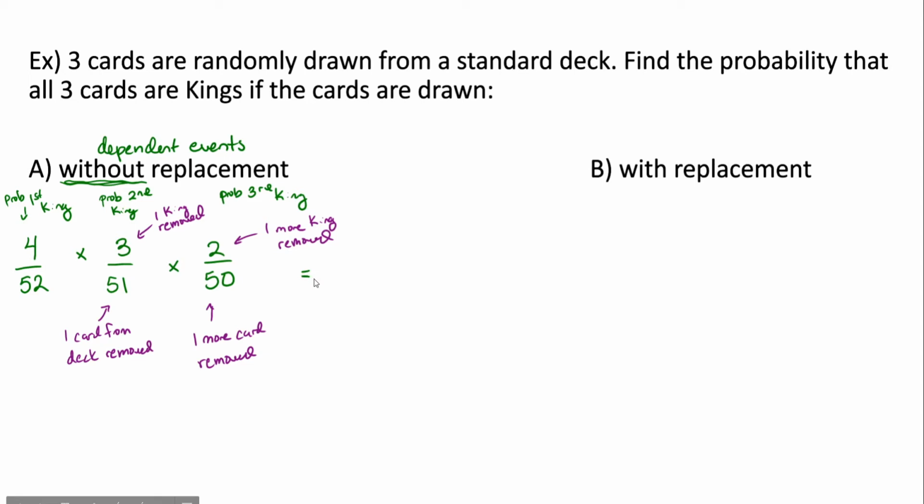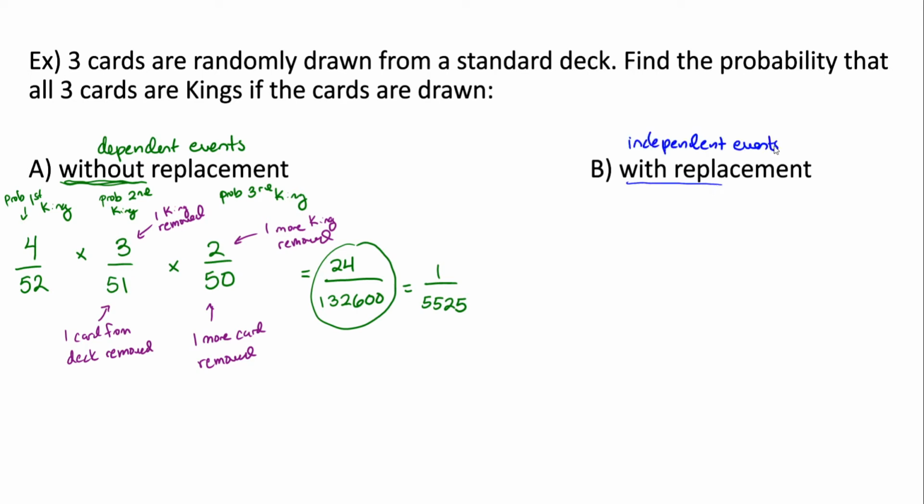And if we multiply all of these out, we end up getting 24 over 132,600, which reduces to 1 over 5,525. In part B, the cards are being drawn with replacement. This means we're dealing with independent events. So every time we draw a card from the deck, we put it back in. So the probability of getting a king the first time will be 4 out of 52. We have 4 kings in the deck out of 52 cards total.